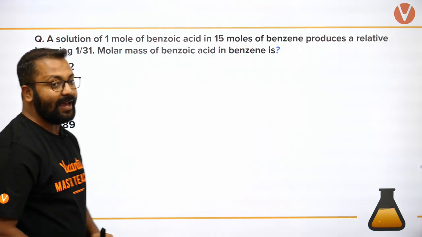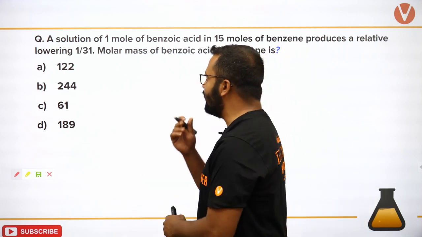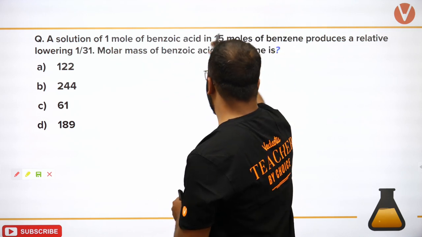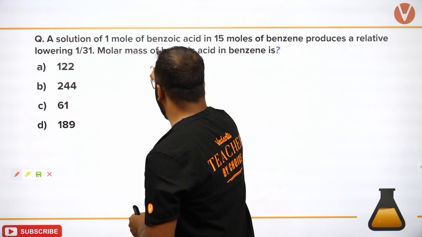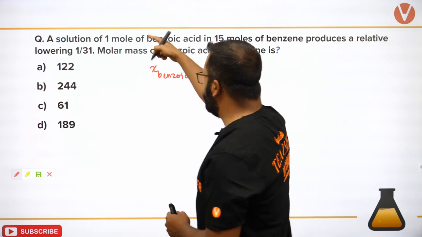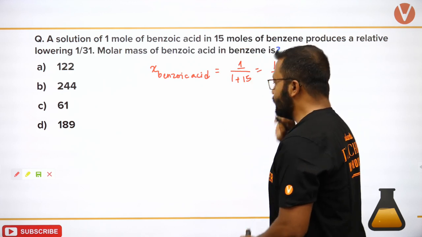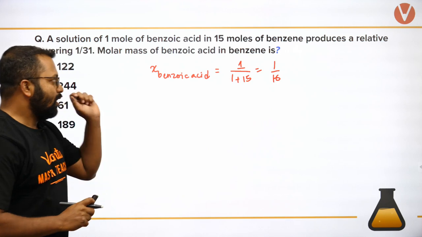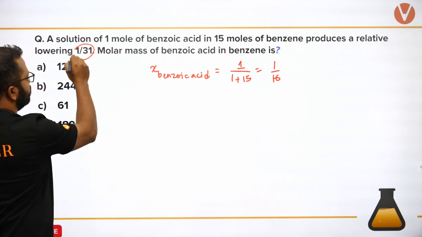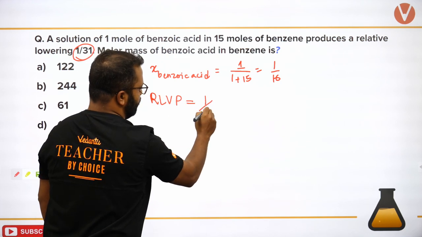Some people have already given the answers and I'm very happy for them that you have given the answer very quickly. तो देखते हैं कैसे पता चलता है. So what we can see over here is 1 mole of benzoic acid and 15 moles of benzene. So what we can write, mole fraction of benzoic acid, from the information given, will be 1/(1+15). That should be 1/16. Hamara mole fraction kitna hona chahiye? 1/16 for benzoic acid. However, what is given? The relative lowering of vapor pressure is equal to 1/31.